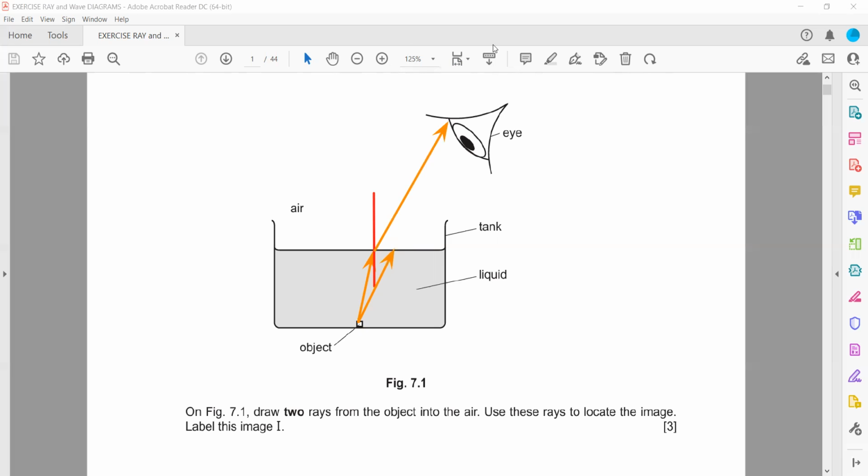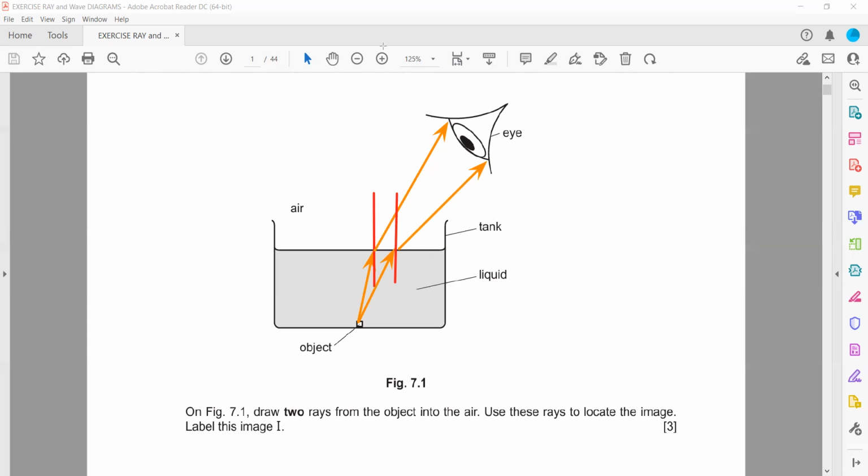When we draw the normal, the red line is representing a normal. So moving from liquid to air, again, the speed of the light increases. As the speed of the light increases, it will further bend away from the normal. So it will bend away from the normal and it enters the eye.